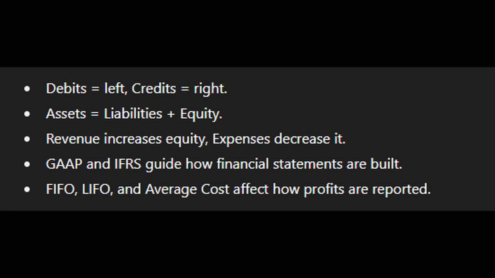So here's a quick summary. Debits equals left, credits equals right, always. Assets equals liabilities plus equity. That's the accounting equation. Revenue increases equity, expenses decrease it. GAAP and IFRS guide how financial statements are built. FIFO, LIFO, and average costs affect how profits are reported.